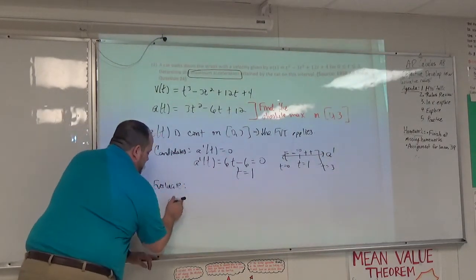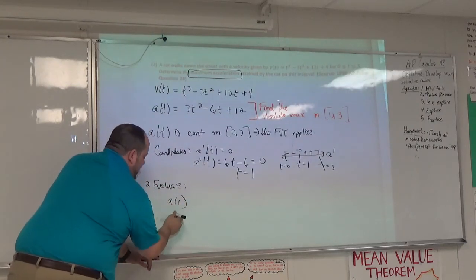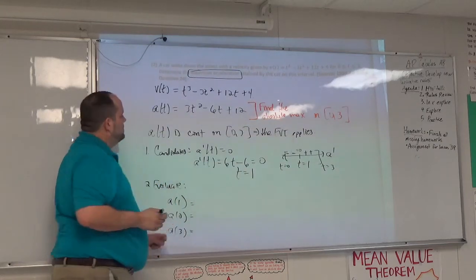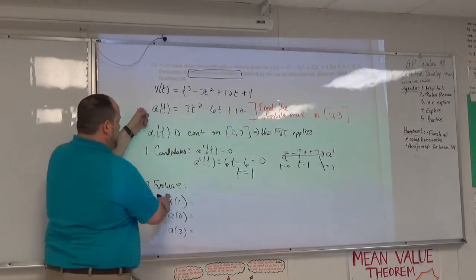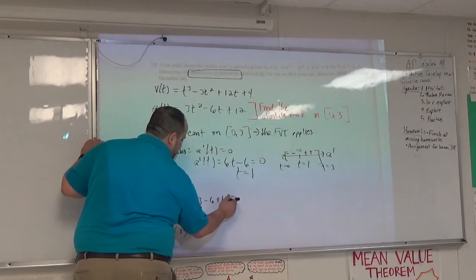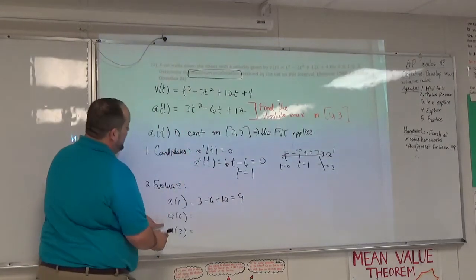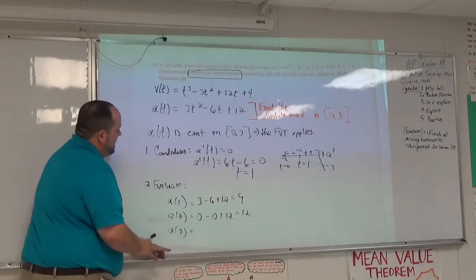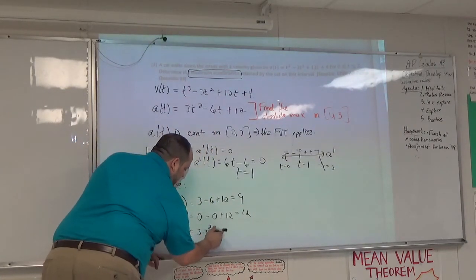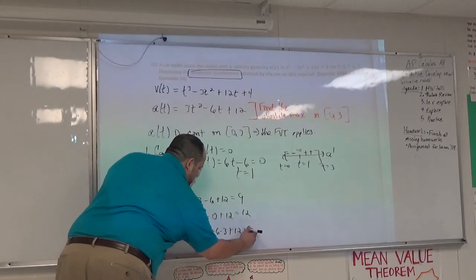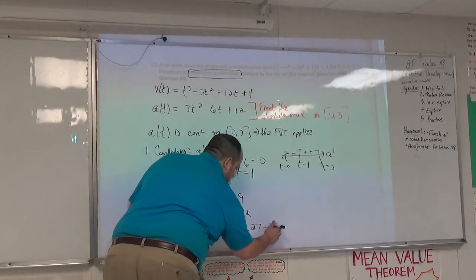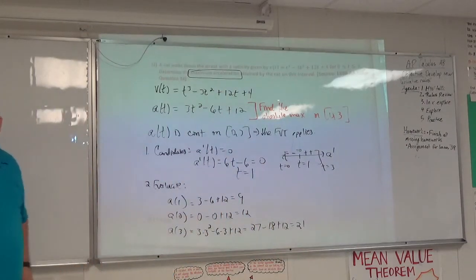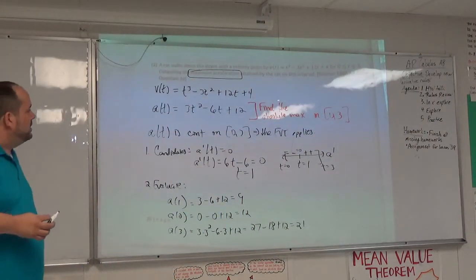Once you've got that, the next part is to evaluate. Be careful, you want to evaluate your acceleration at your candidate and at each endpoint. So go back to your acceleration. A of 1 is going to be 3 minus 6 plus 12, which I think is 9. A of 0 is 0 minus 0 plus 12. A of 3 is 3 times 3 squared minus 6 times 3 plus 12. 21. Wait. Let's pretend it's 21.